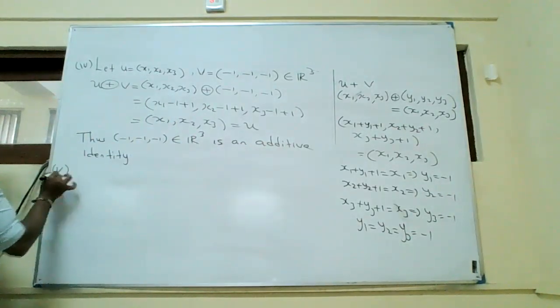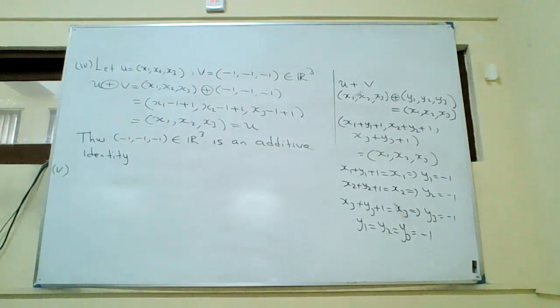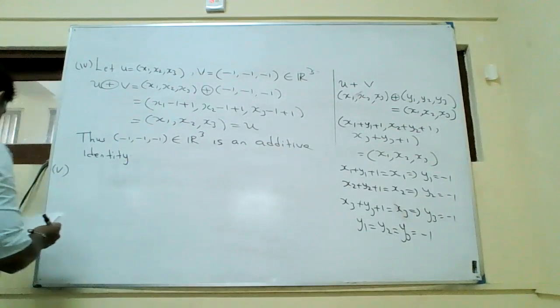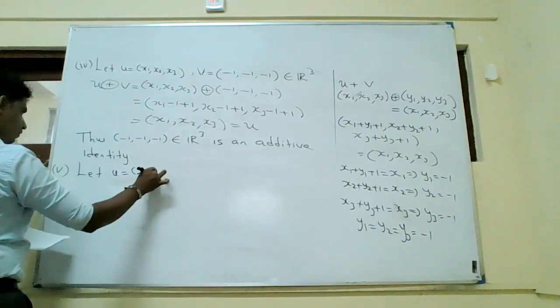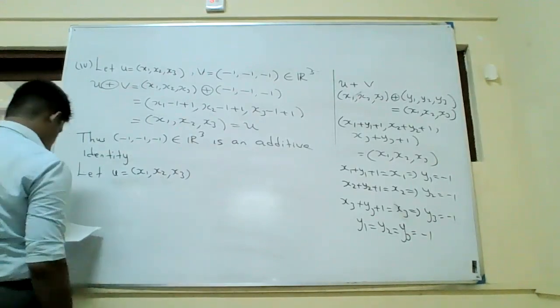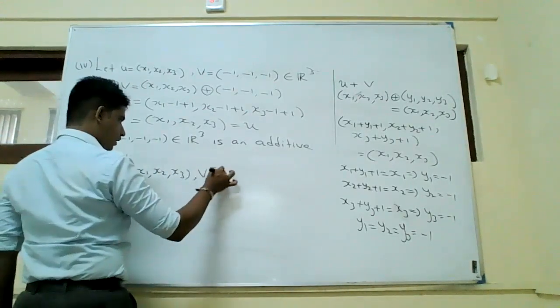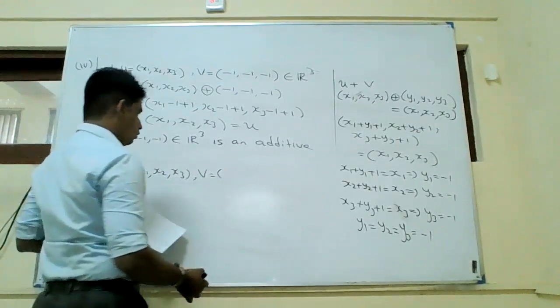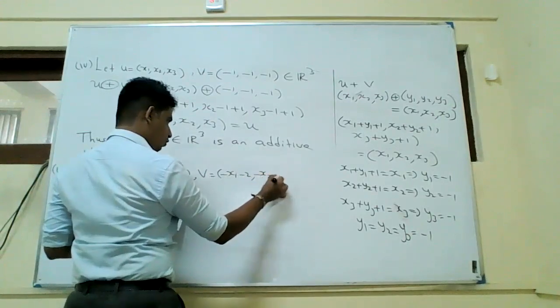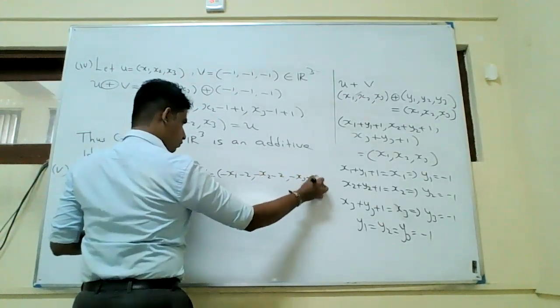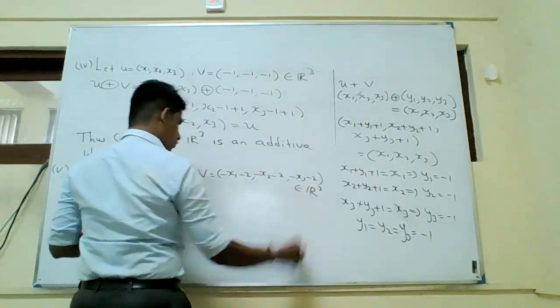Next one. You want to find the additive inverse. Let u equal (x1, x2, x3). Your inverse b is of the form (-x1 - 2, -x2 - 2, -x3 - 2), which also belongs to R cube.